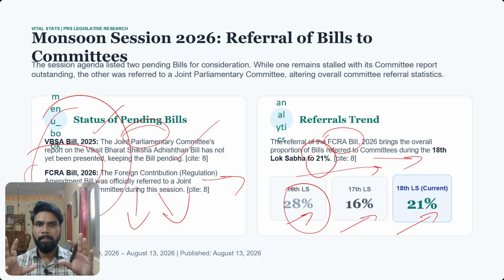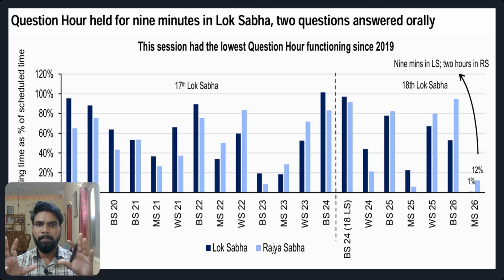Referring bills to committees is a very important thing. You remember why? The committee will dwell into the bill completely in detail, and it will give its recommendations. That's why it is very useful to refer a bill to a committee if that bill is very important.